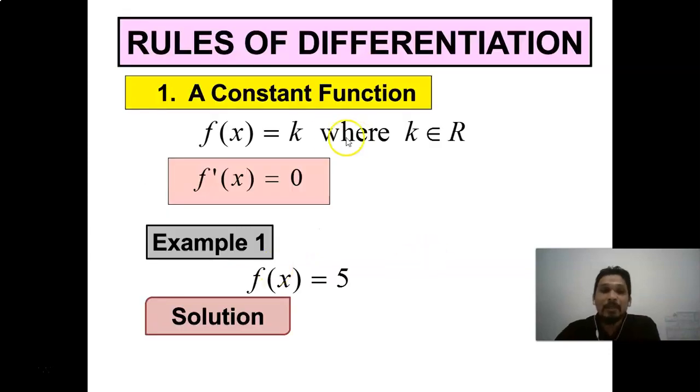So now the first rule is what we call the constant function. Constant means any number, 500, -50, -3/2 whatsoever. If there is no unknown x or y or z or whatever, then when we differentiate with respect to x, f prime equals 0.